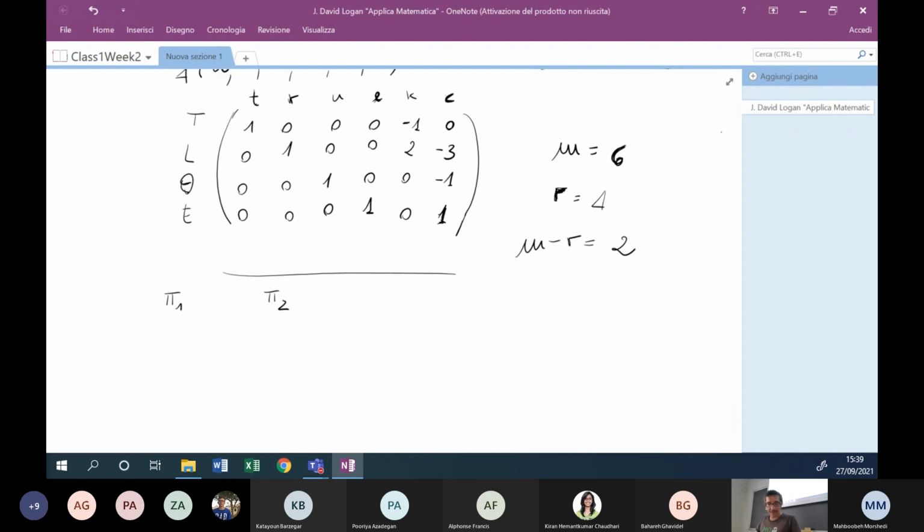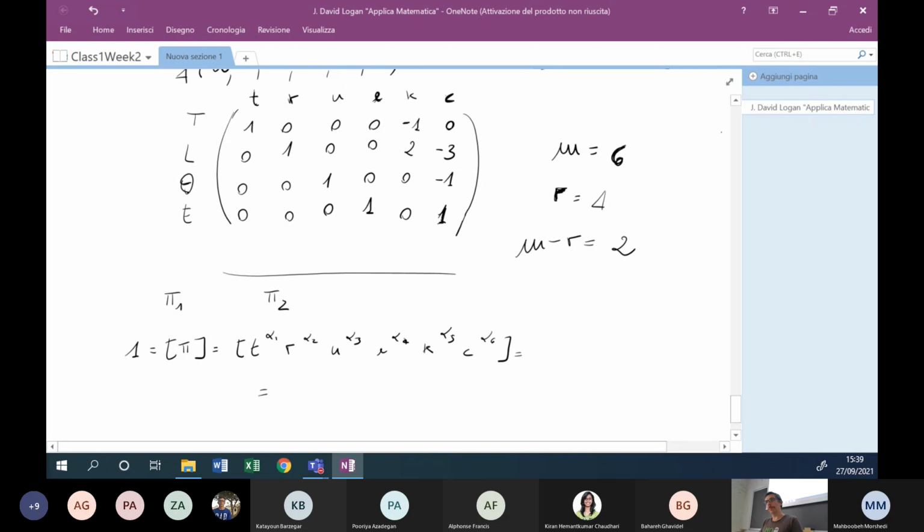Now, in order to find this pi1 and pi2, well, it's always the same story. Let me write the independent pi. The independent pi is dimensionless, and it can be written as t to the alpha 1, r to the alpha 2, u to the alpha 3, e to the alpha 4, k to the alpha 5, c to the alpha 6. Now I substitute the dimensions of t, r, u, e, k, and c.